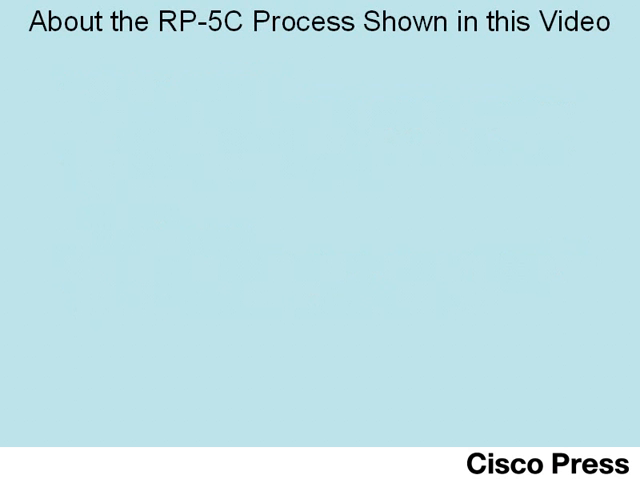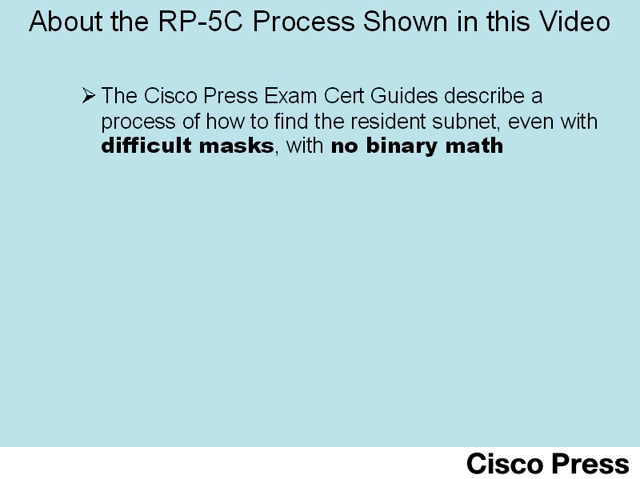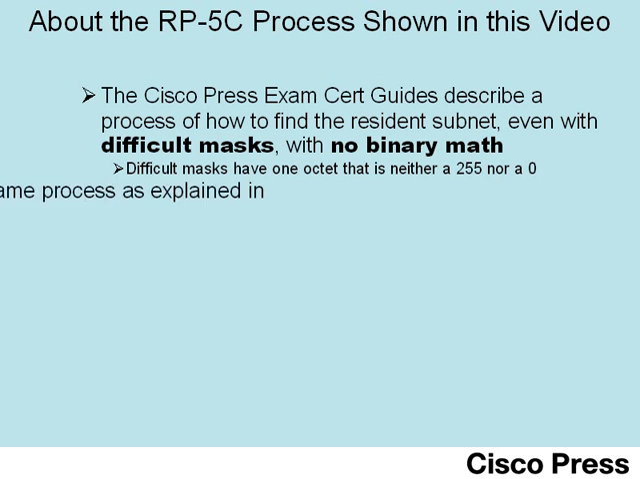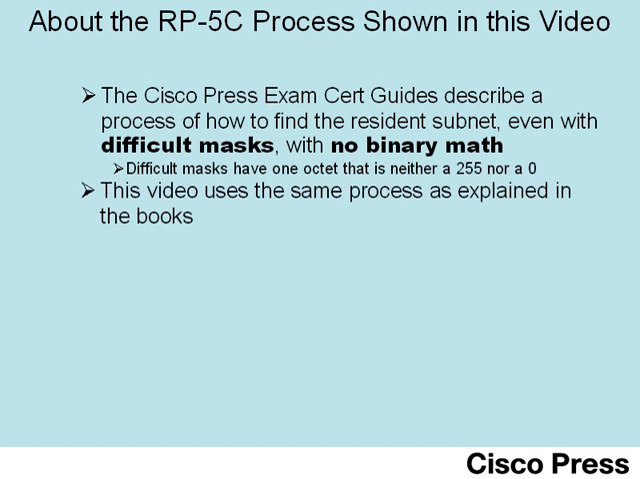The specific process described in this video is taken from the Cisco Press exam certification guides. Now, this process shows how to find the resident subnet even though a difficult subnet mask is used, and with using no binary math. Now, when I say difficult mask, I mean the mask has an octet whose value is neither a 255 nor a 0, and for most people that means that finding the resident subnet is not very intuitive. So this video will use the same process as explained in those books.